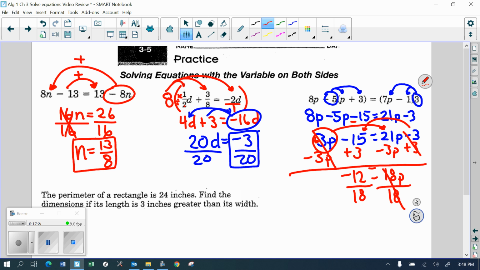Can I leave it like that? No, I can't, because that simplifies. What's the GCF of 12 and 18? You should know that to be 6. So I divide each by 6, and I get negative 2/3. And there's my answer.